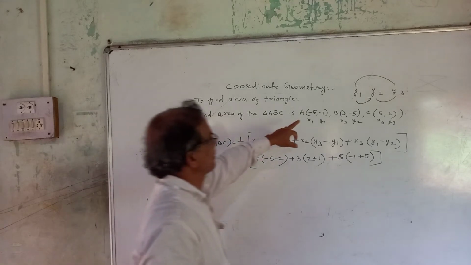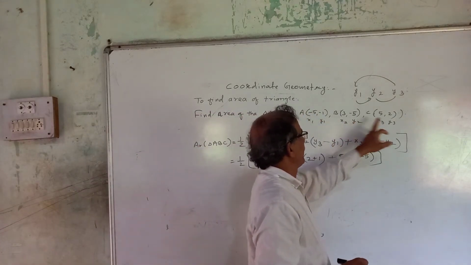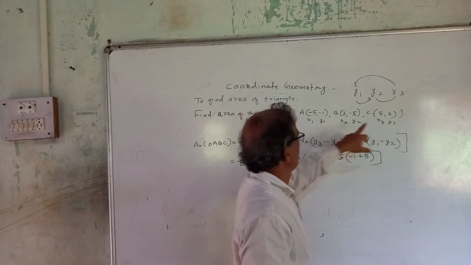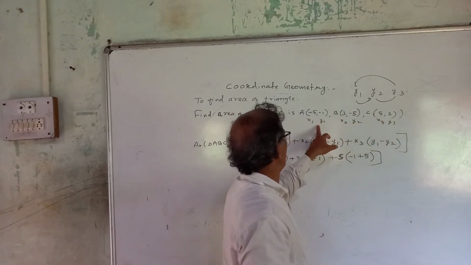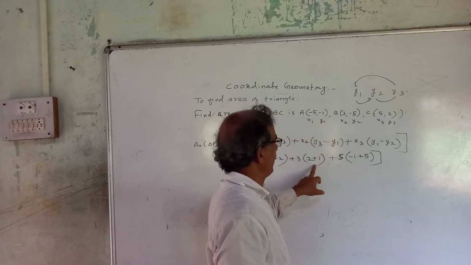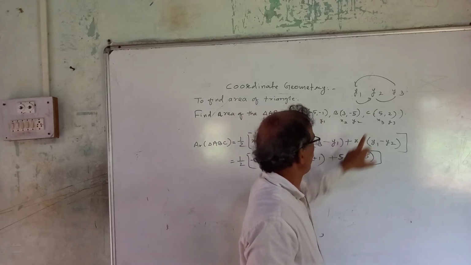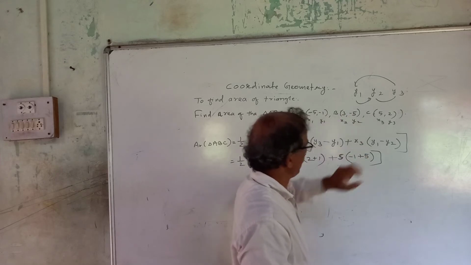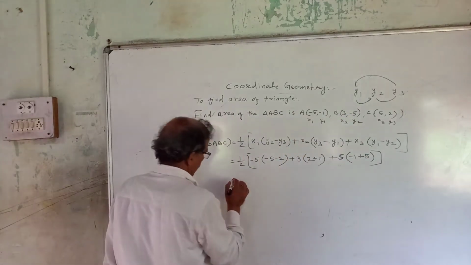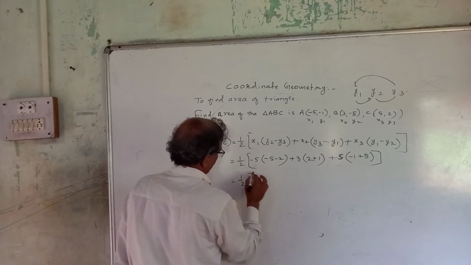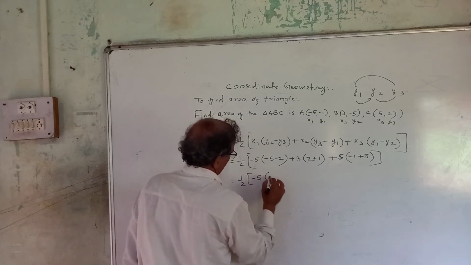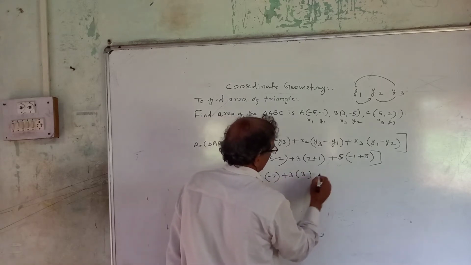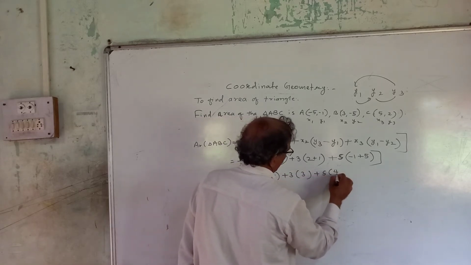See, minus 5, then y2 minus y3, minus 5 minus 2, plus x2 means plus 3, y3 minus y1. So y1 is already minus, so that will become plus. x3 is 5, and then y1 minus y2. So minus 1, this is minus, so that will become plus. So now we have to simplify. Half into minus 5 into minus 7 plus 3 into 3 plus 5 into 4.